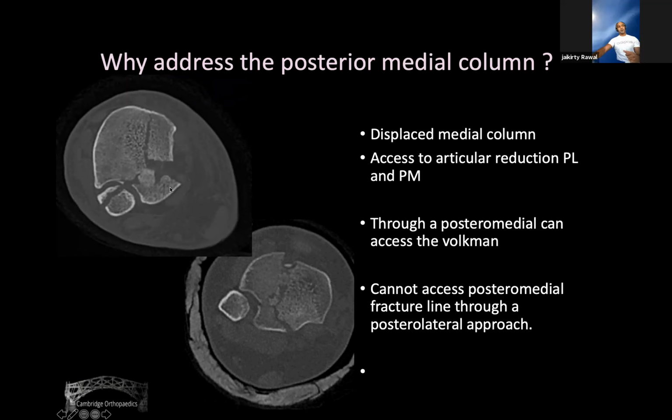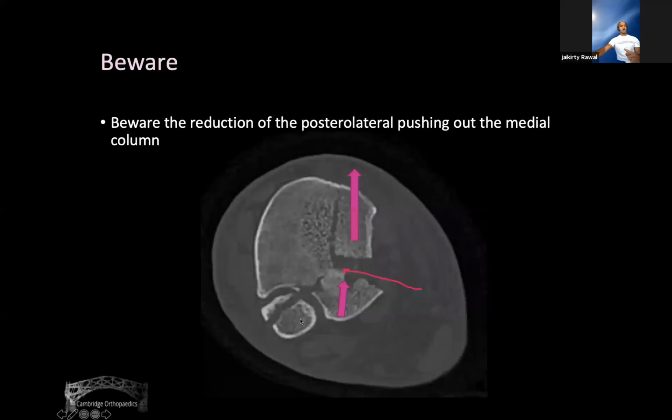And there's a variation of the posteromedial approach that nicely lets you get on both a Volkmann fragment and on a posteromedial fragment. And the theory is that if you have some of these fractures and you have to get this medial column reduced, it allows you to get access to the back as well. And this is a thing to be aware of. You reduce this and it pushes off your posteromedial fracture line.